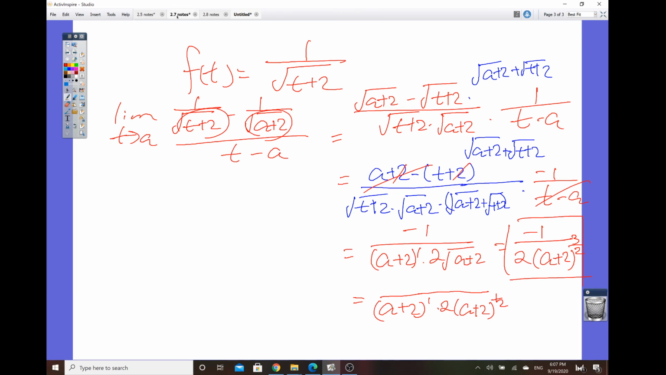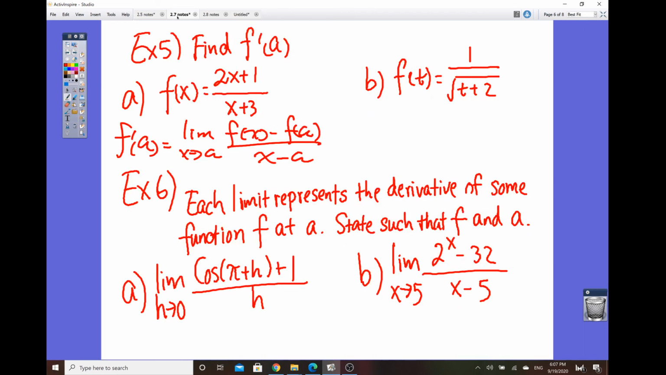Okay, so going back once again, the last two problems are pretty straightforward. Each limit represents the derivative of some function f at a. Stay such that we find f and a. This one uses the other form, the h form for the derivative, which is f of x plus h minus f of x over h. So compare and contrast. h just shows the difference of the x1, x2 values.